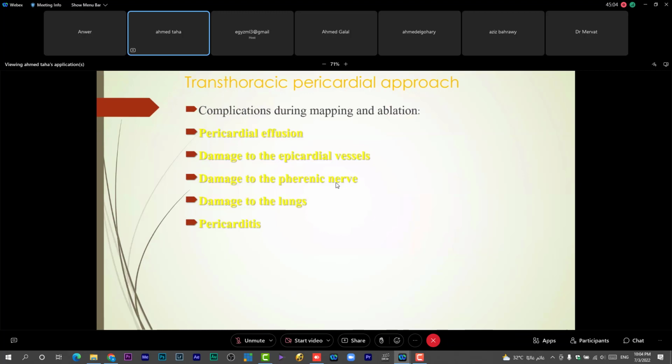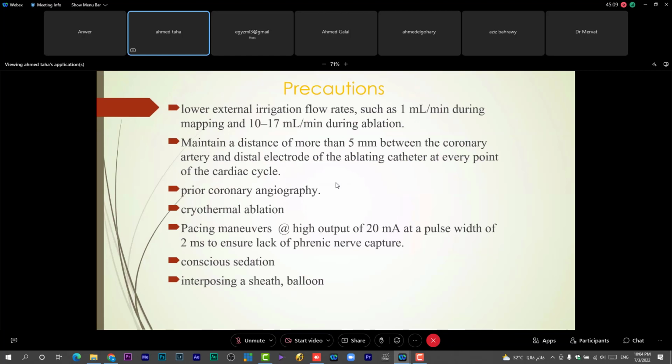Okay. As I said, the complications that we have talked about and the precautions: all the time during mapping, 1 ml, not 2 ml as previously seen, and 10 to 17 ml during ablation. Try to keep a distance of 5 millimeters from the coronary arteries, especially if you are ablating near the septum or near the anterior myocardium itself, to avoid LAD injury or something like that. Coronary angiography should be done both as a map and during ablation to avoid nearing the artery with ablation.